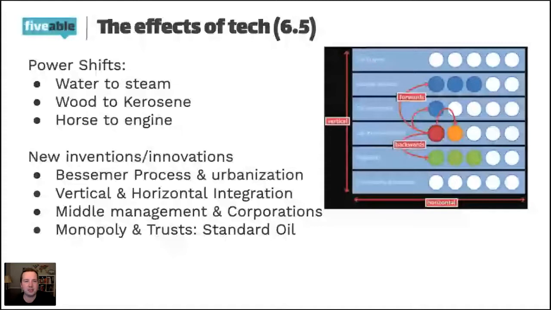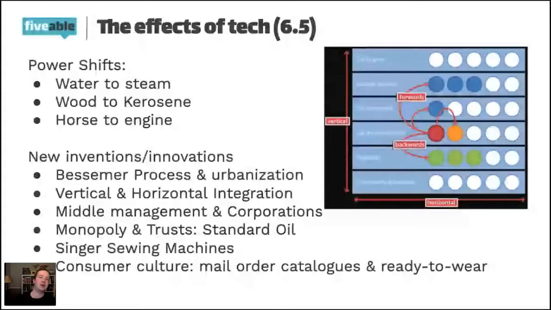Singer sewing machines, and then a consumer culture, right? Where everyone's like, hey, I want to buy stuff. There's the mail order catalog. Sears and Roebuck sell through the mail, and the Singer sewing machine is going to allow ready to wear clothing. So you don't make your own clothing at home anymore. You just buy it from people and they make it for cheap.